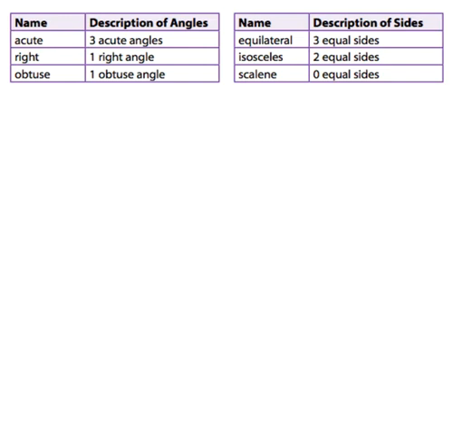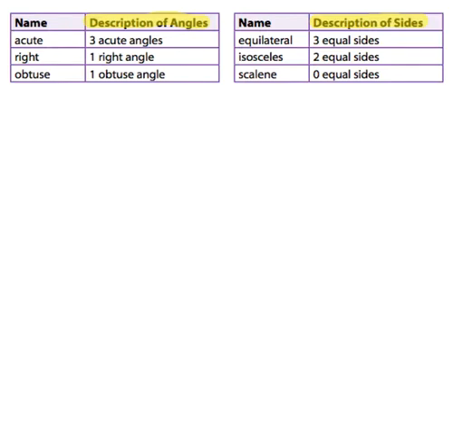So, the second part of our question asked us to name the triangle that is used as an example of the flag. In order to name the type of triangle it is, you need to know about these different types of triangles. So a triangle can be named based on a description of its angles, or it can be named based on a description of its sides.